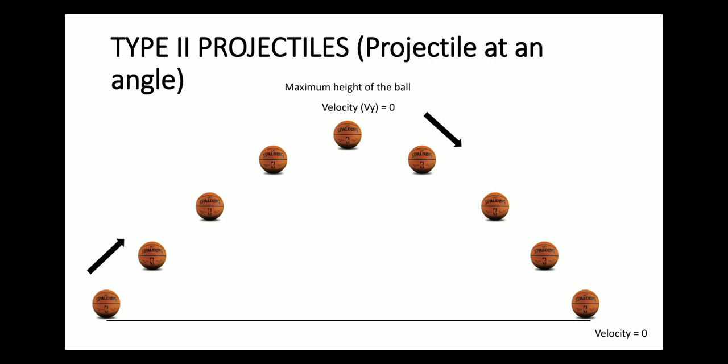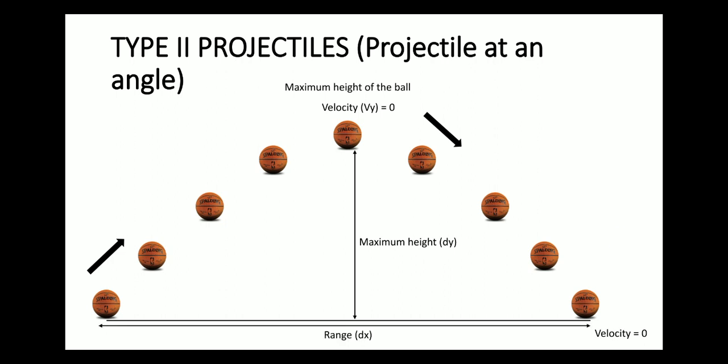Now, in this diagram, we can draw some lines. From the highest point of the ball to the ground, this line is what we call the maximum height, or the dy. Later we will compute the maximum height, or the dy. And then, from the starting point to the end point of the ball, that is the dx, or the range. Later again we will compute that.